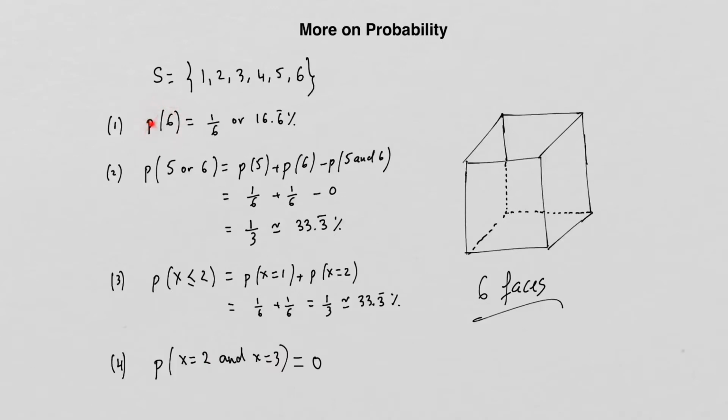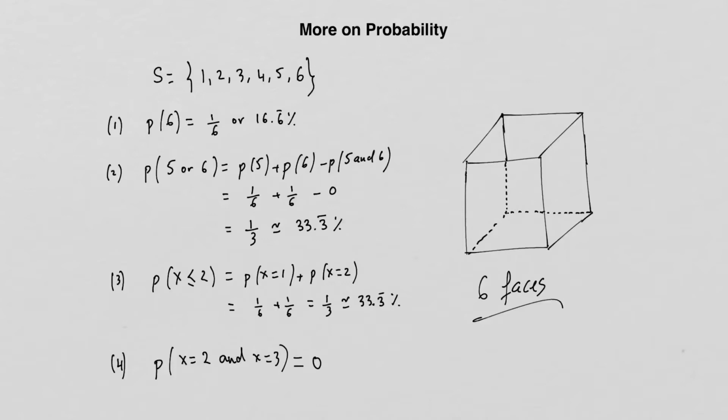So to get a 6, there is only one of them out of my sample space options, and there are 6 of them, right? 1, 2, 3, 4, 5, 6. The sample space is composed of 6 options, and to get this 6, there is only one chance, so it's 1 out of 6 chances, okay? I don't know if I did this correctly. I think it's 16.6 bar percent.